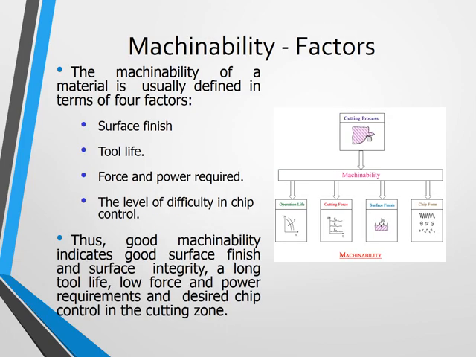Now, what are the factors that determine machinability of a material? Please keep in mind that machinability is a property of a material. So, the 4 main factors which determine machinability of a material are its surface finish, its tool life, force and power required, and the level of difficulty in chip control.